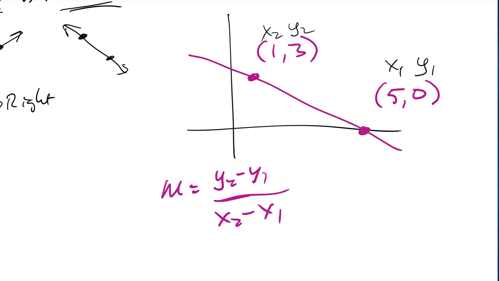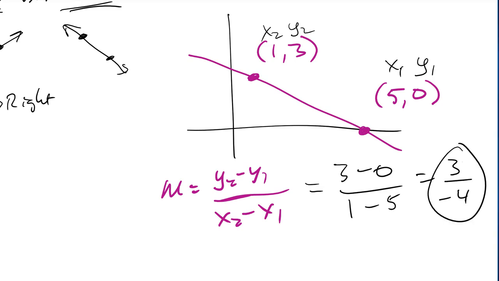You have to make sure that if you're going 2 minus 1 on the top, you go 2 minus 1 on the bottom as well. Okay? So y2 is 3, y1 is 0, x2 is 1, x1 is 5. So this is 3 over negative 4. And you see it is negative.